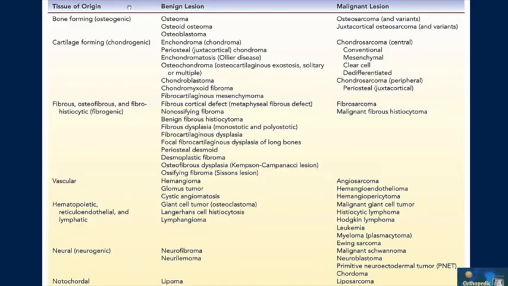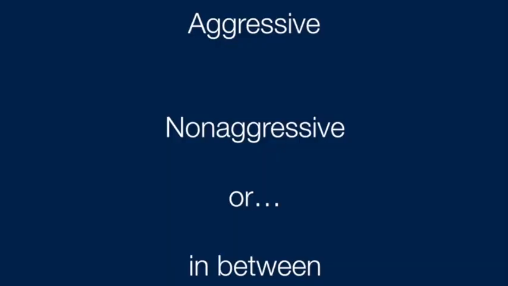So here's a list of lesions you'll have to memorize. Now, you don't have to memorize these. This is a large list. You can actually even expand this. So what I recommend is maybe learning a few of the more common ones, but instead of trying to memorize these lists, you have to put a lesion into one of three categories, and this is very useful. And that is either it's aggressive, it's non-aggressive, or it's in between.